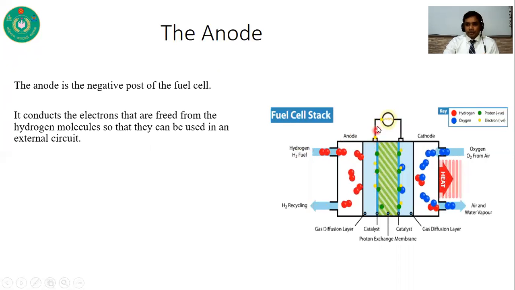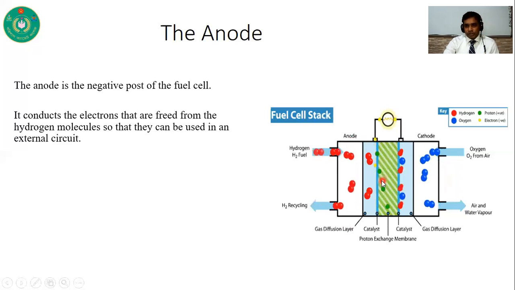The electrons will travel through the external circuit. When the hydrogen dissociates into protons, these protons travel through the proton exchange membrane. You can see in this picture that these protons travel through the proton exchange membrane and come to the cathode. So the anode is the negative post. It conducts the electrons that are freed from the hydrogen molecule to the external circuit.